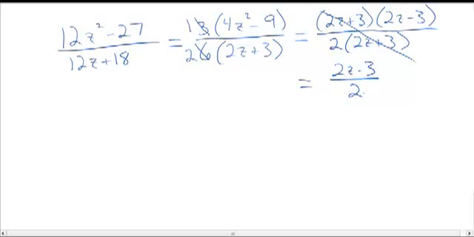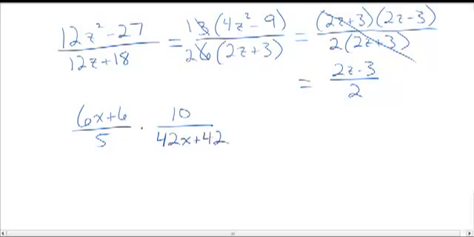Now this one involves some multiplication. 6x plus 6 over 5 times 10 over 42x plus 42. All right, now keep in mind when you're multiplying, you can cross cancel, you can cancel straight up and down. Anything that's on top can cancel with anything that's on the bottom.